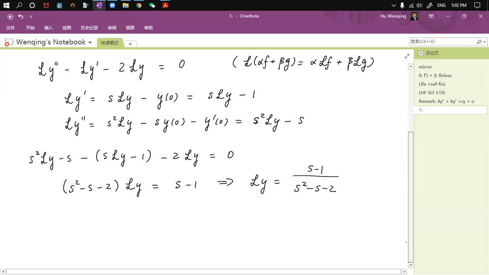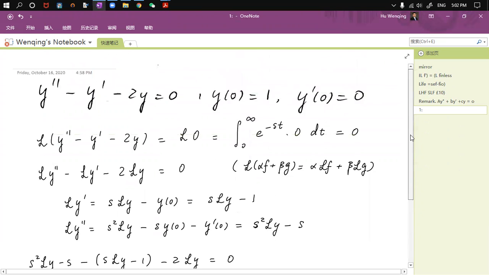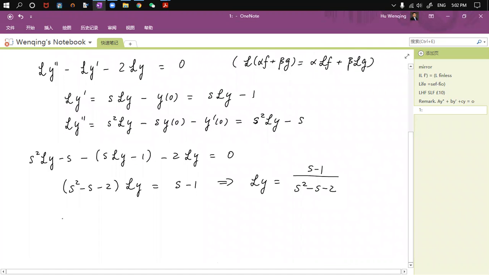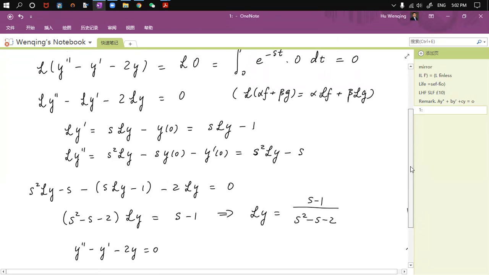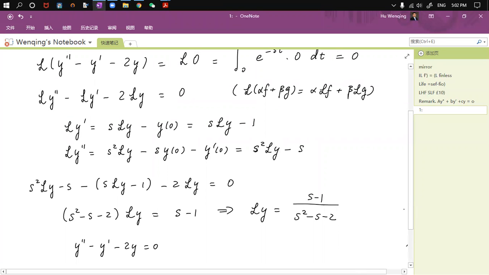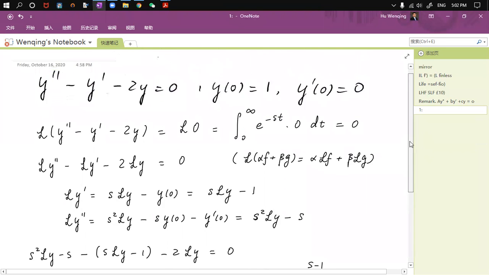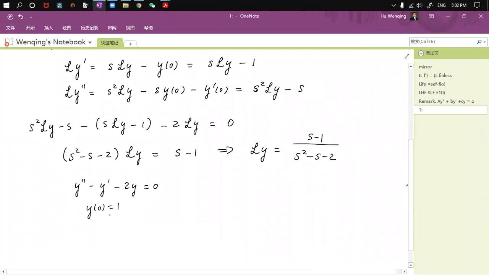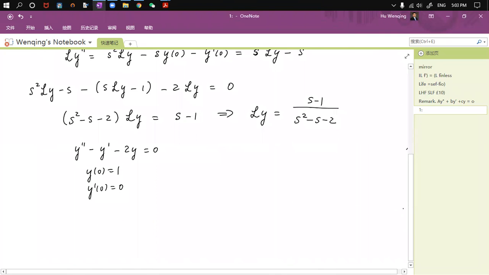Now, let us summarize this idea as a picture. Originally, on the left-hand side, you have the differential equation y double prime minus y prime minus 2 times y equal to 0 with the initial conditions. The Laplace transform deals with the initial conditions immediately, which means y of 0 is 1 and y prime of 0 is 0. Now this equation is standing in front of the mirror of Laplace transforms, so it is going to be transformed to something.